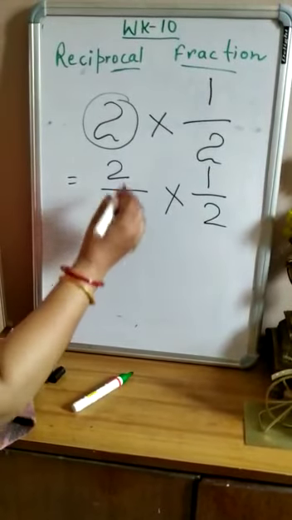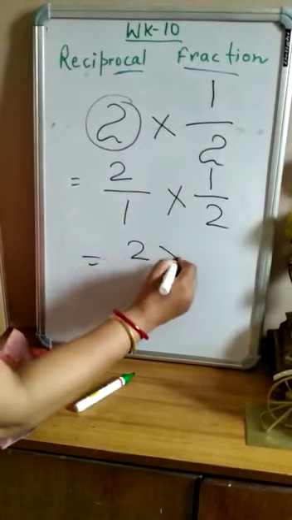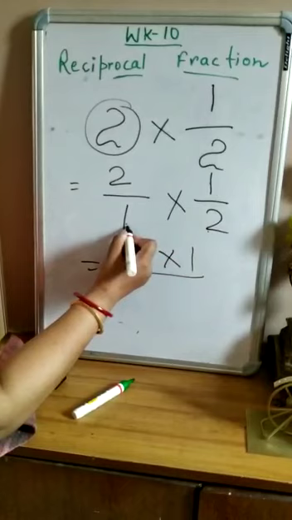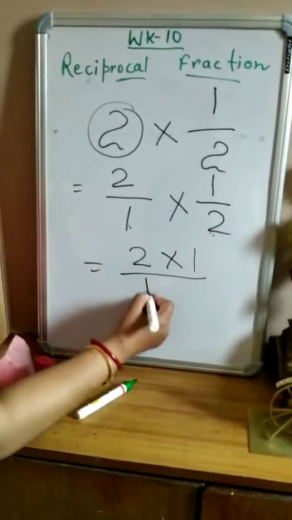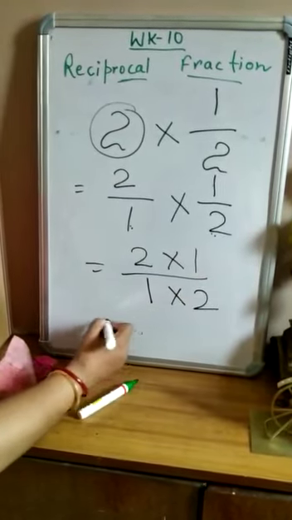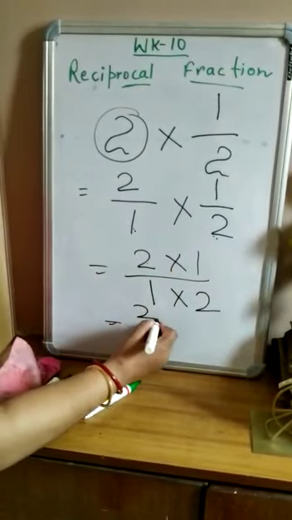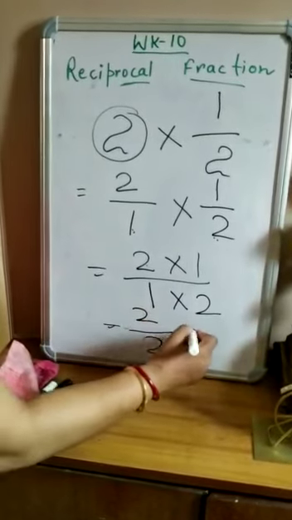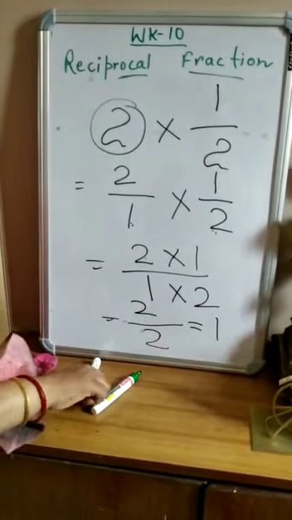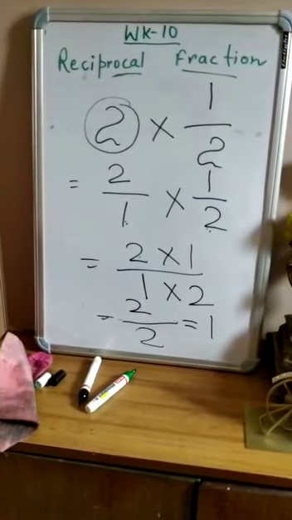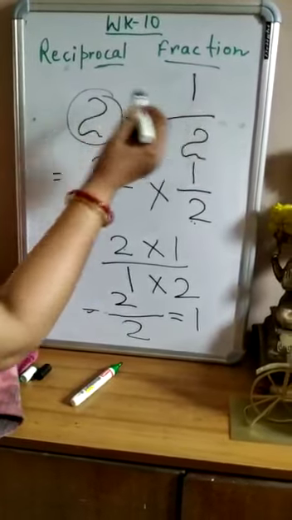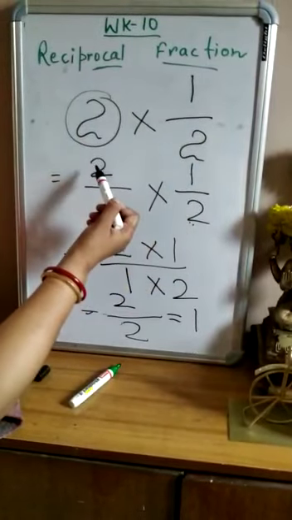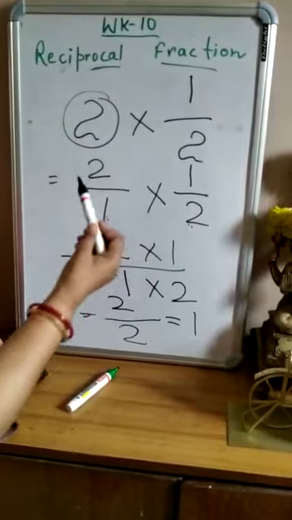The numerator will be multiplied with the numerator, 2 times 1, and the denominator with the denominator, 1 into 2. So 2 times 1 is 2, divided by 1 times 2 is 2. So 2 divided by 2 is, children, 1. So in both cases, these two fractions, 2 by 1 and 1 by 2, are reciprocal to each other.